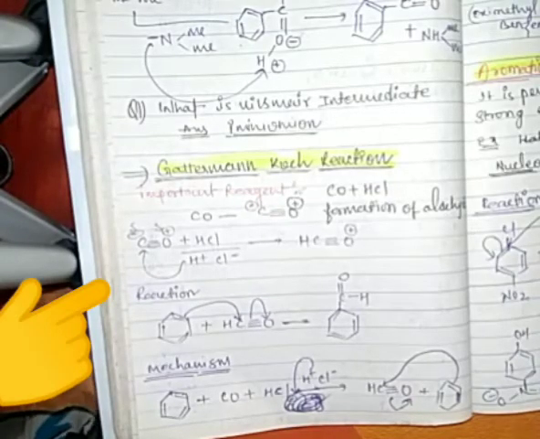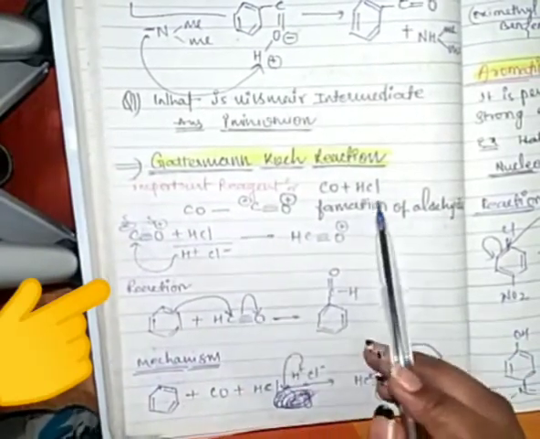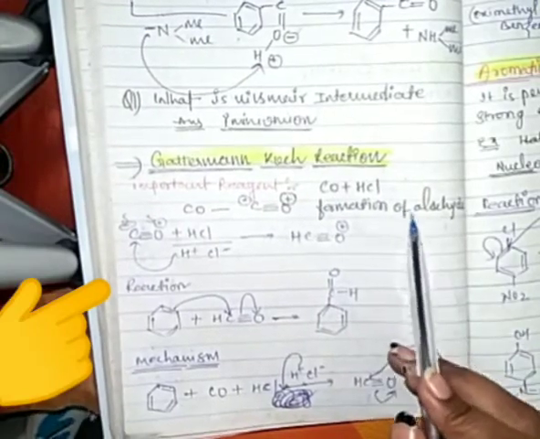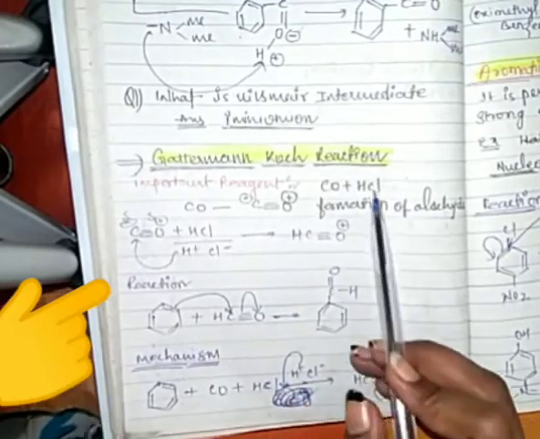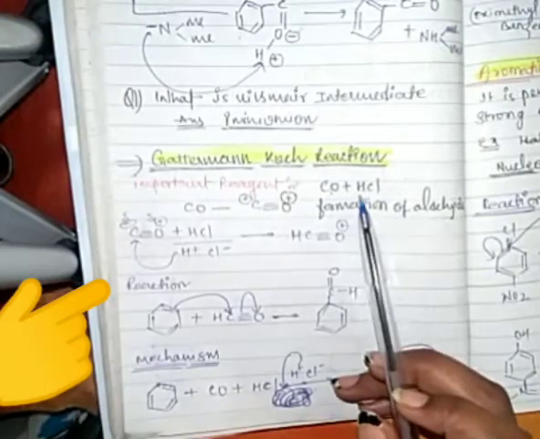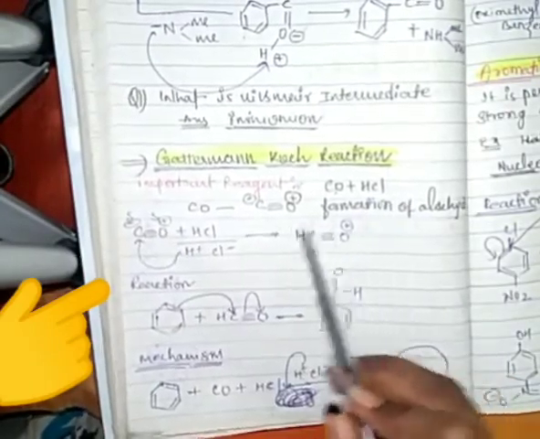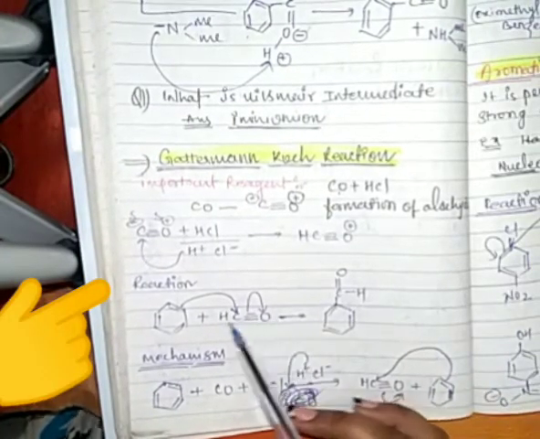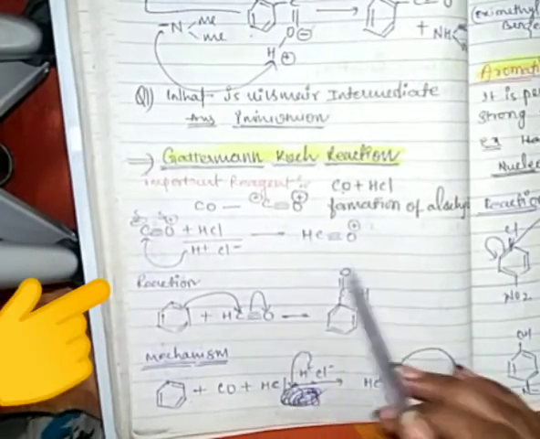Next we see the Gattermann-Koch reaction. This is also an important reaction. In this the reagent is CO plus HCl. In this also formation of aldehyde takes place. Firstly, CO, carbon monoxide, is reacted with HCl, and it forms an intermediate or an ionic form. Then it reacts with benzene and forms aldehyde.